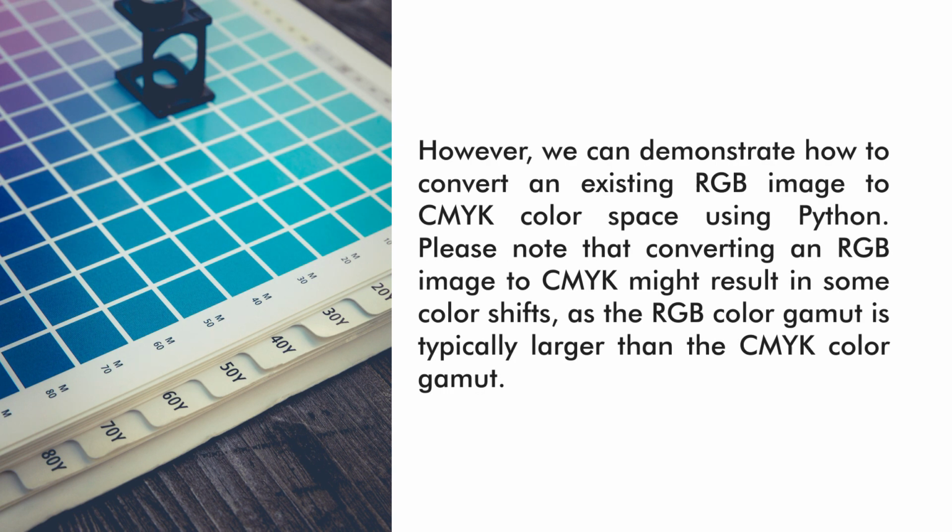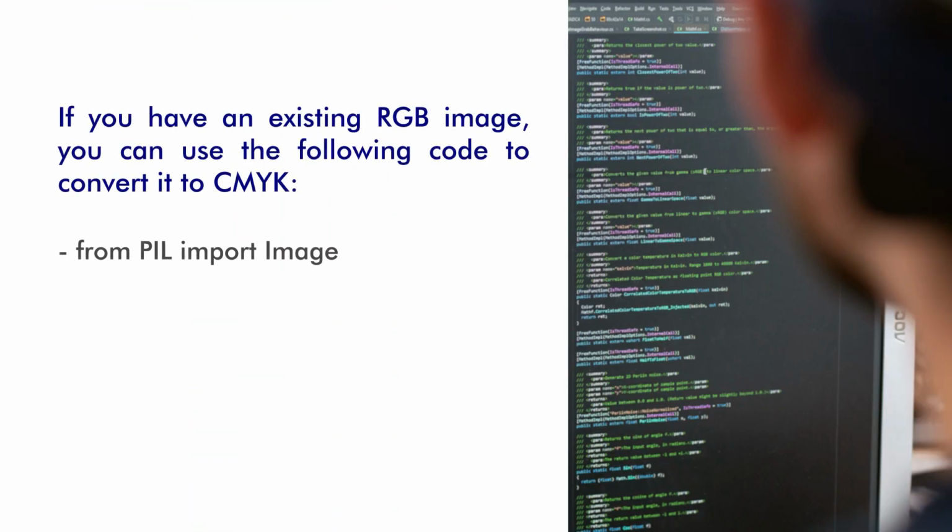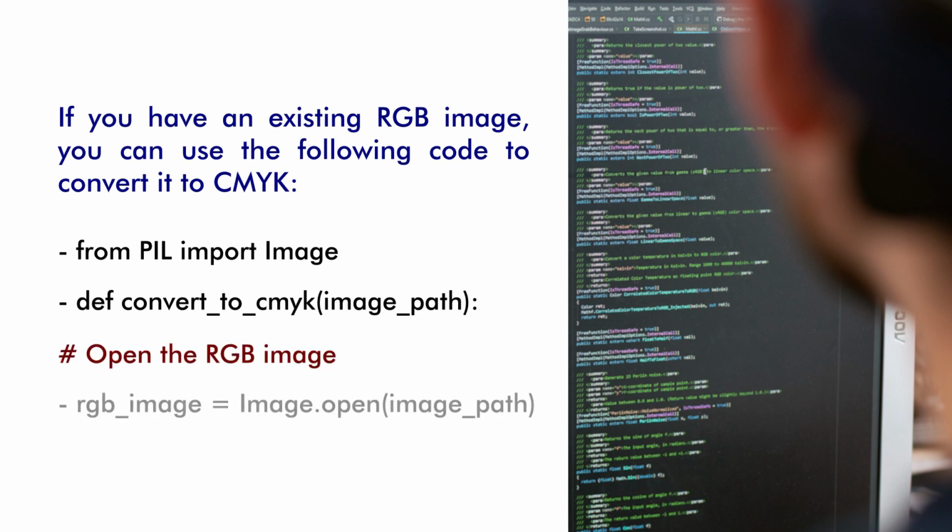So, however, we can demonstrate how to convert an existing RGB image to CMYK color space using Python. Please note that converting an RGB image to CMYK might result in some color shift, as the RGB color gamut is typically larger than the CMYK color gamut. So, if you have an existing RGB image, you can use the following code to convert it to CMYK.